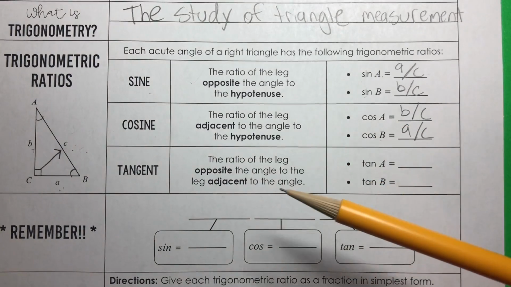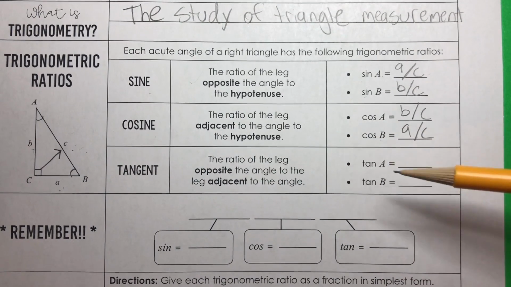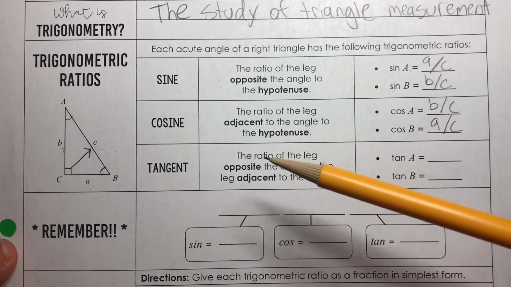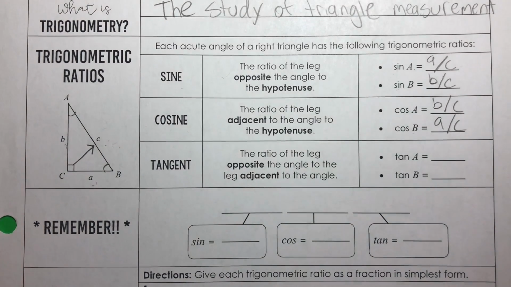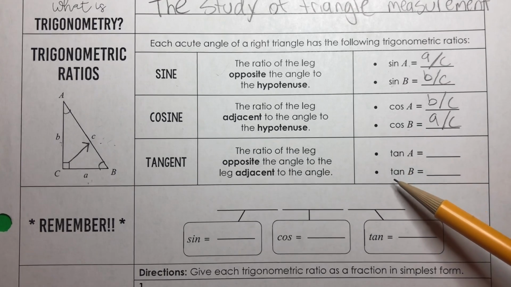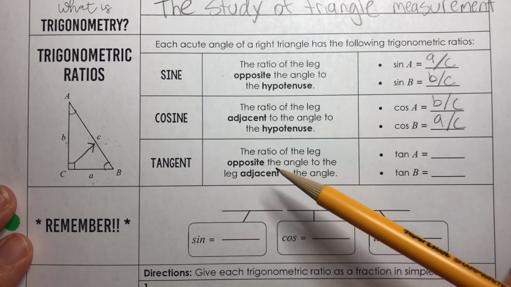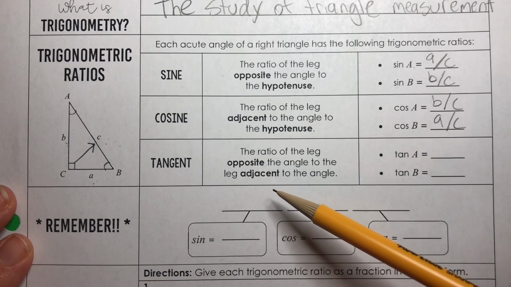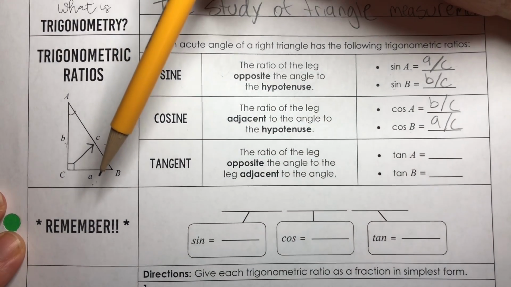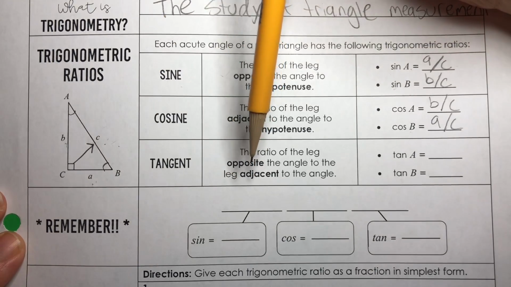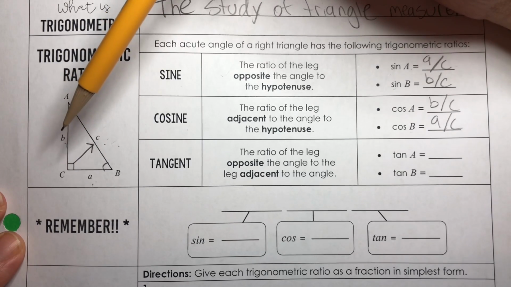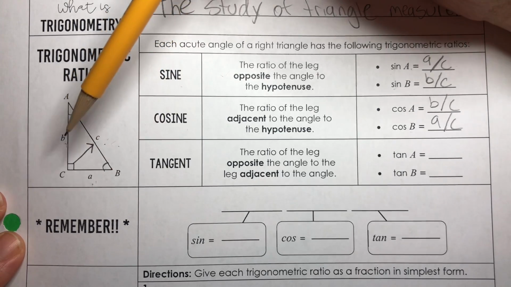And the last one we're going to make is tangent, which is abbreviated as tan. Now, tangent is the ratio of the leg opposite the angle to the leg adjacent to the angle. Okay, so let's find the ratio of tangent angle A and tangent angle B. So we're going to write opposite to adjacent. Okay, well, here's angle A again. What's opposite angle A? It's side A. What leg is adjacent to angle A? Well, the leg adjacent to angle A is B. So we're doing opposite to adjacent.